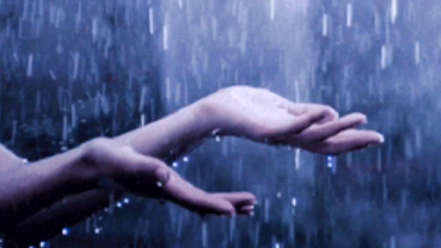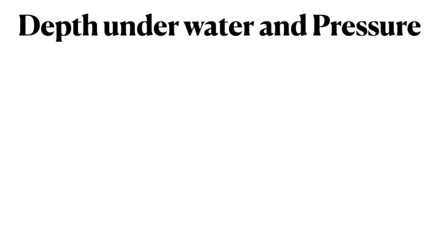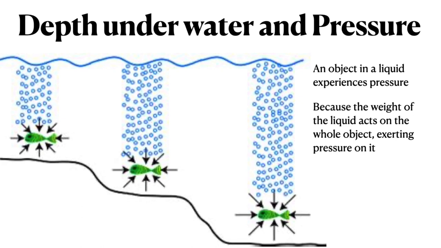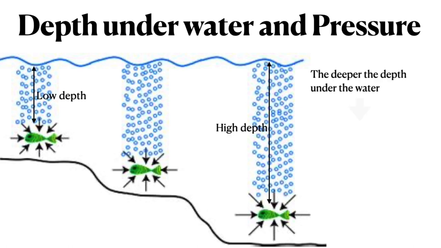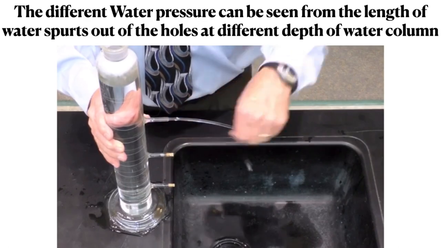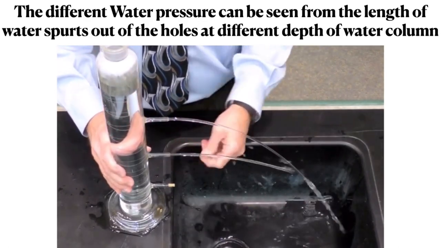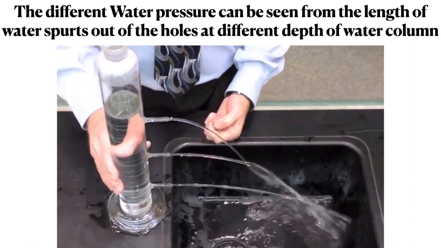Similar to air, liquid also gives pressure. Now, let's look a little more closely into how depth underwater and pressure are related. Objects in a liquid experience pressure because the weight of the liquid acts on the whole object, exerting pressure on it. The deeper the depth underwater, the higher the pressure in the water. We can see the difference in the water pressure due to the depth of water from this demonstration.